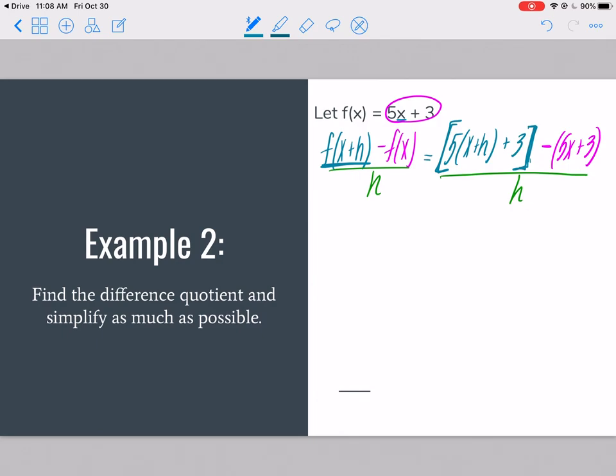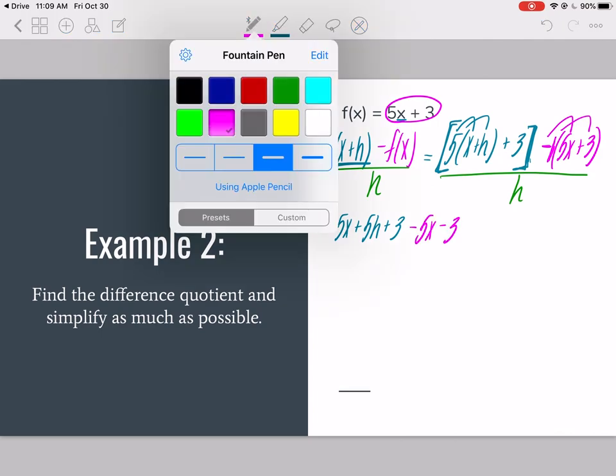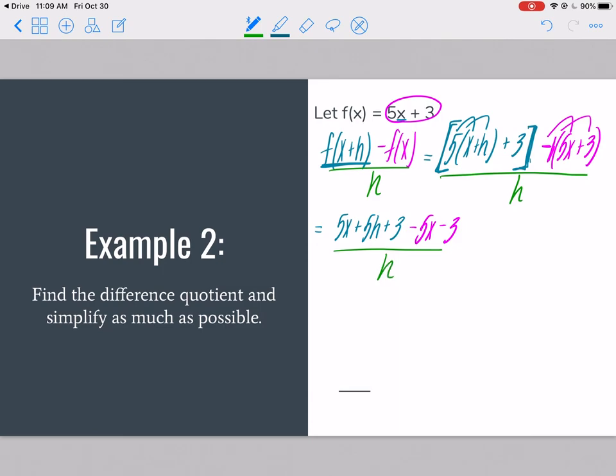Okay, so I'm going to simplify f of x plus h. So I'm going to distribute this 5 inside the parentheses. So we get 5x plus 5h plus 3. Okay, and then I'm going to distribute this minus sign inside the parentheses. This is like multiplying a -1 on the outside, which flips the signs inside the parentheses because we're subtracting the entire thing. So minus 5x minus 3. Okay, all of that divided by h.